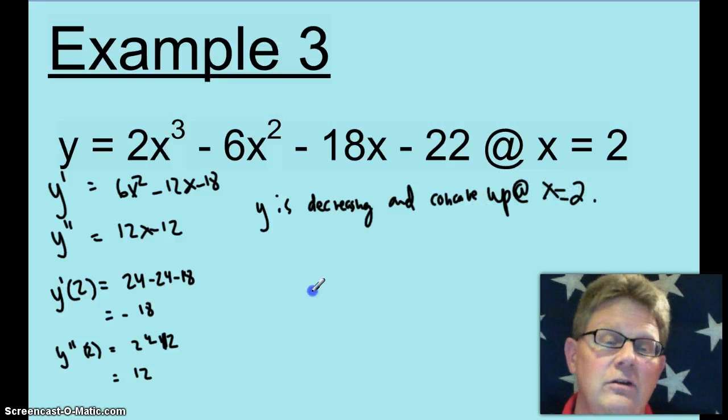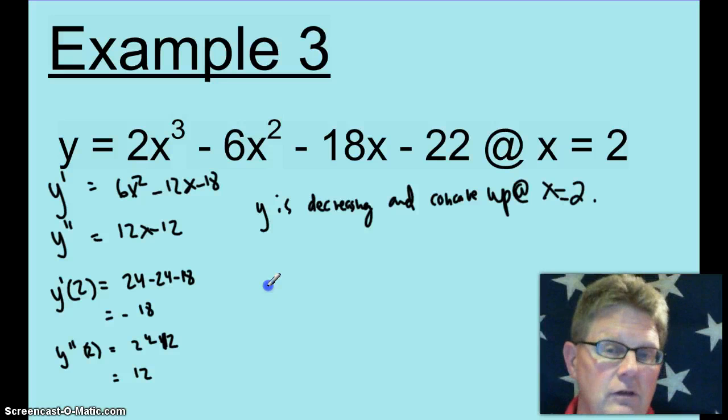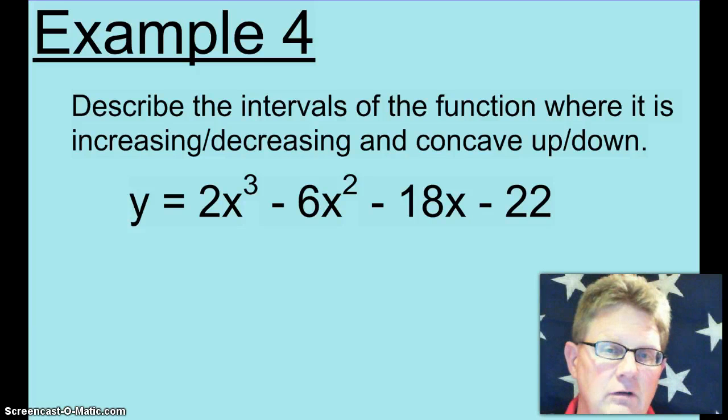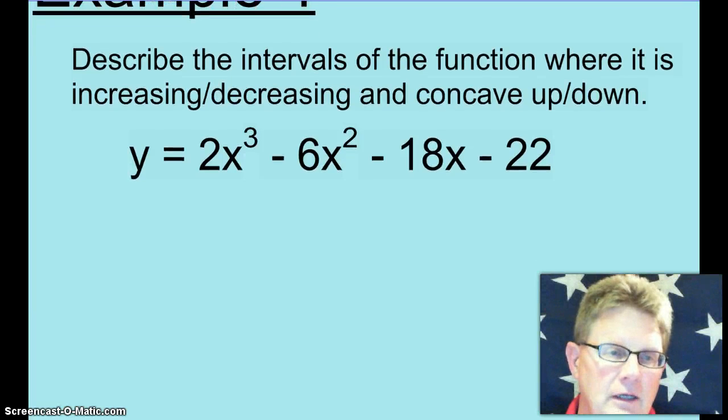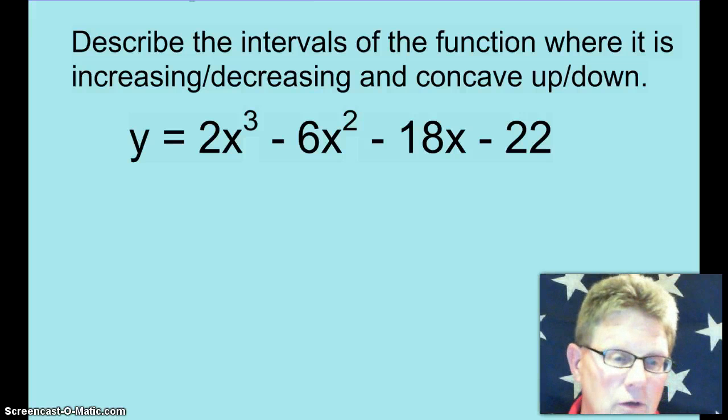Okay, that's how you find whether a graph is increasing or decreasing, concave up or concave down at a given point. Now let's get to the tough stuff and talk about on an interval. Describe the intervals of the function where that function is increasing or decreasing, concave up and concave down. Alright, in order to do this, we're going to have to find some critical numbers.